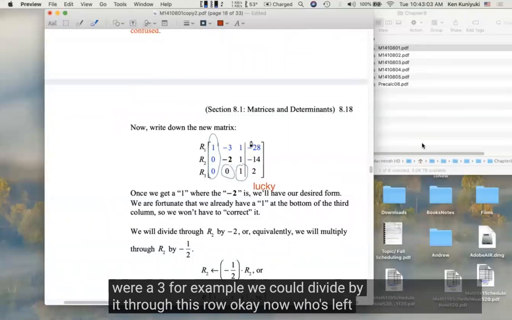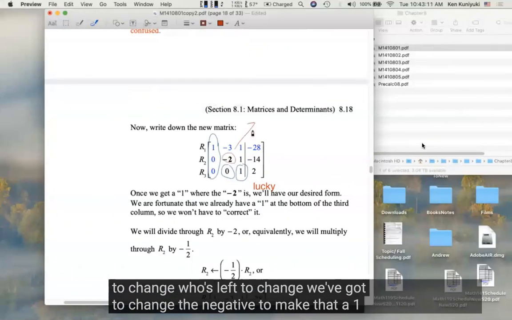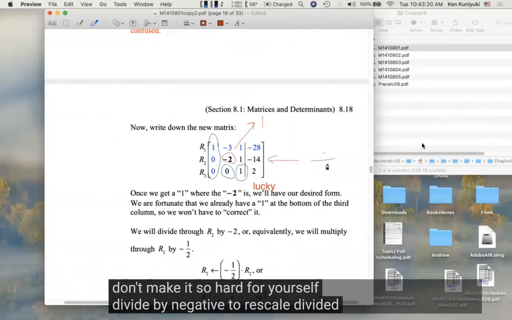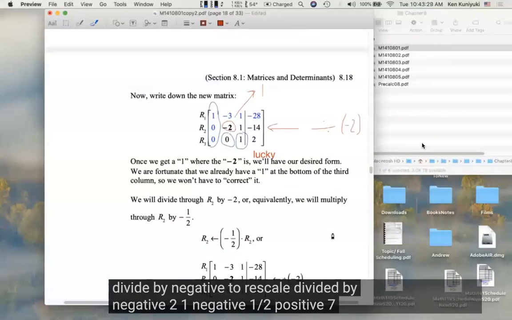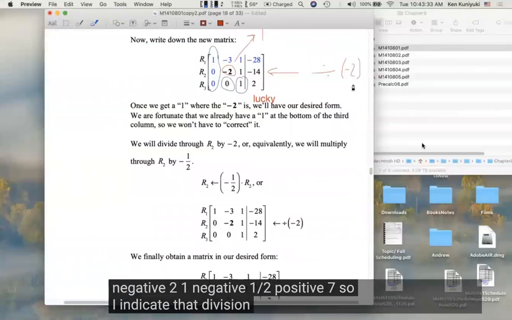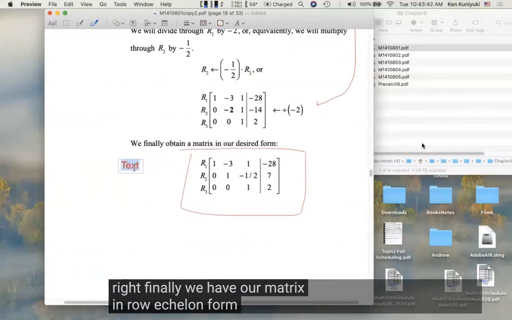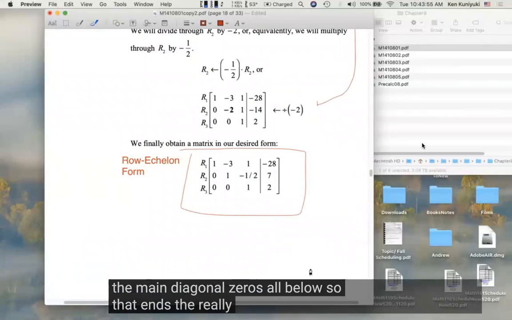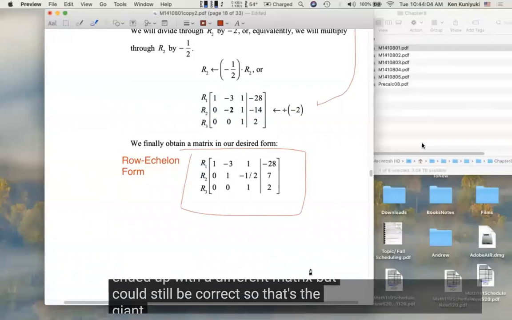Now who's left to change? We've got to change the negative 2 and make that a 1. Don't make it so hard for yourself. Divide by negative 2, rescale: 1, negative 1/2, positive 7. I indicate that division over here. Finally, we have our matrix in row echelon form. We have 1s along the main diagonal, 0s all below. So that ends the really tough part of the problem. Your friend may have ended up with a different matrix, but could still be correct. That's the giant part of the work.